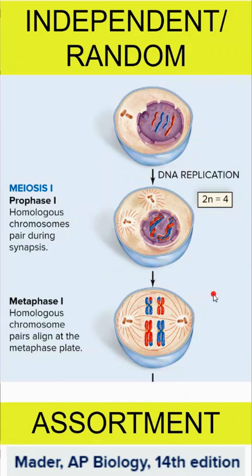We also can have independent or random assortment. During metaphase 1 of meiosis 1, all of these now mixed up homologous chromosomes are going to line up at the metaphase plate, but the way they line up is random. You don't always just have paternal on one side and maternal on the other. You can have a combination of paternal and maternal chromosomes on each side.